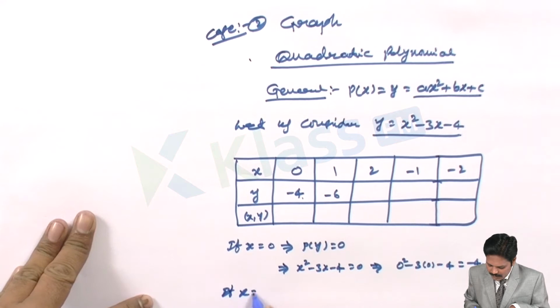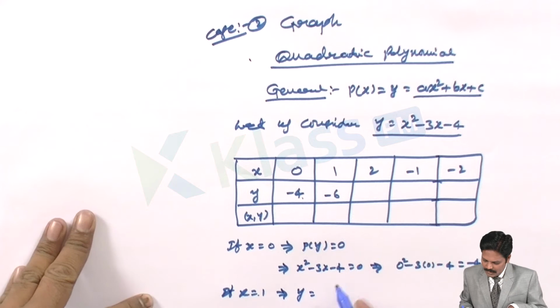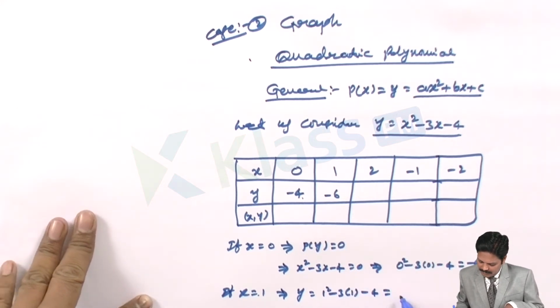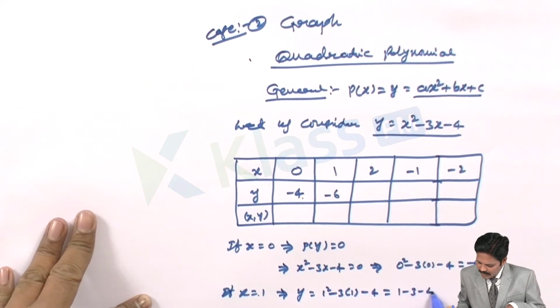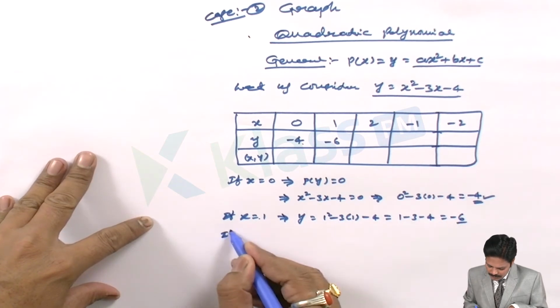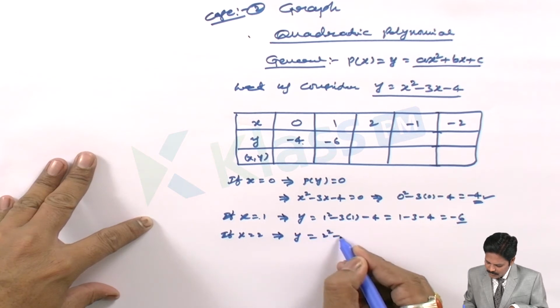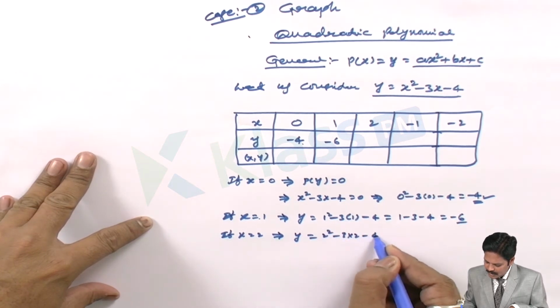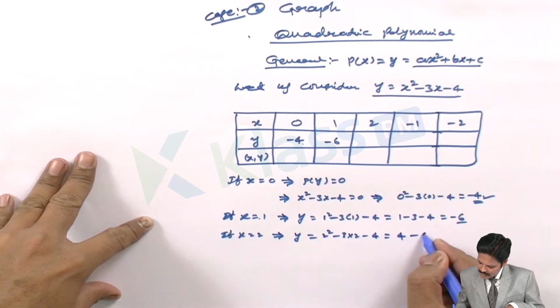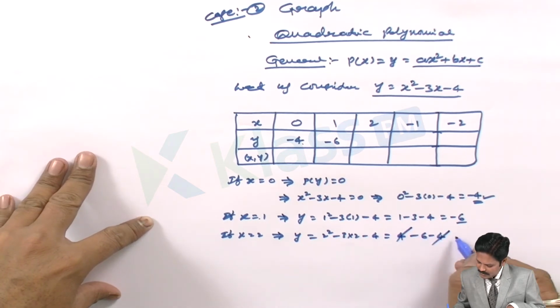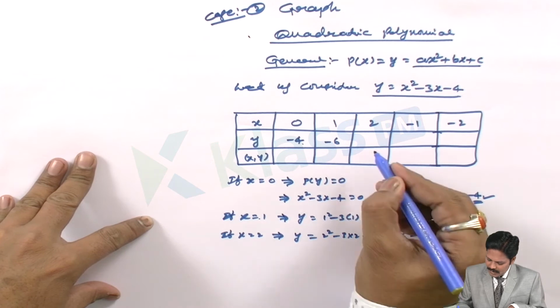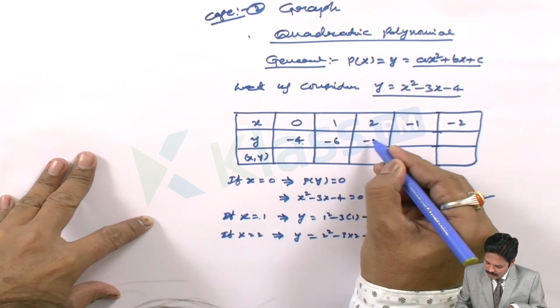If we are taking x is equal to 1, the value of y is equal to 1 square minus 3 into 1 minus 4. Then we are having 1 minus 3 minus 4, then we are having minus 6. Then if we are taking x is equal to 2, then y is equal to 2 square minus 3 into 2 minus 4. Then 4 minus 6 minus 4, plus 6 minus 6 will be cancelled, and the value is minus 6.